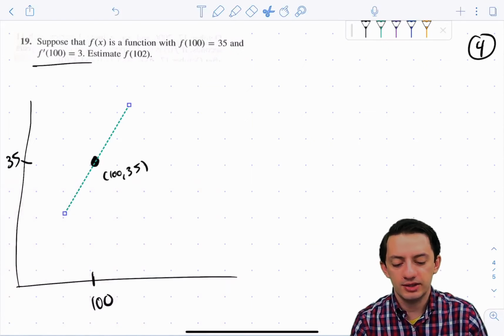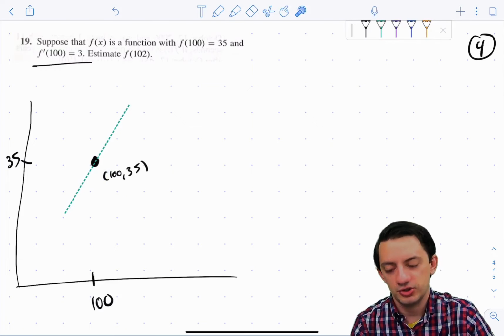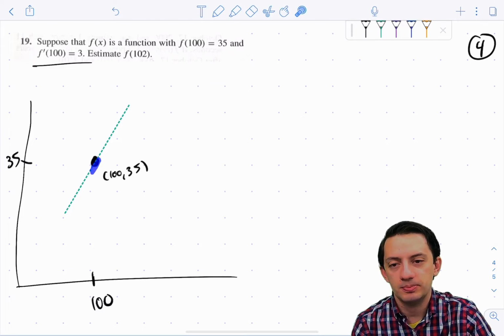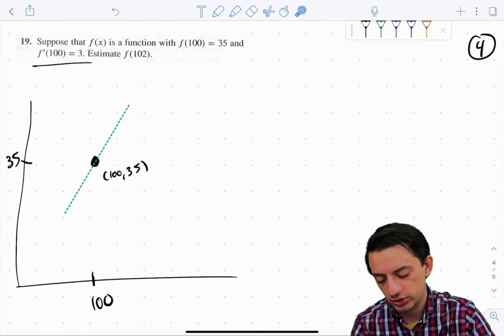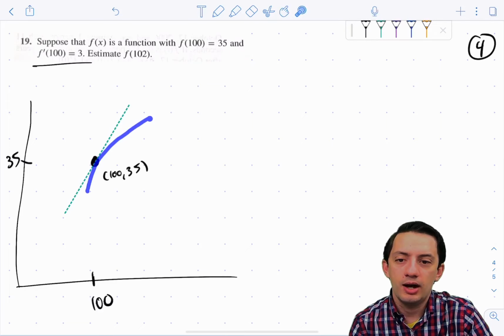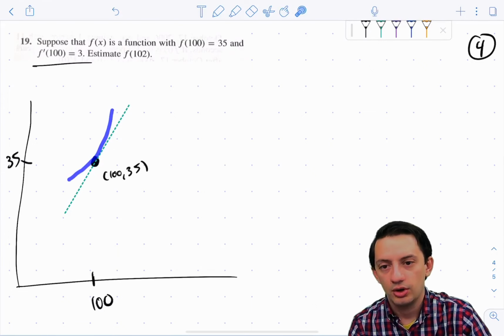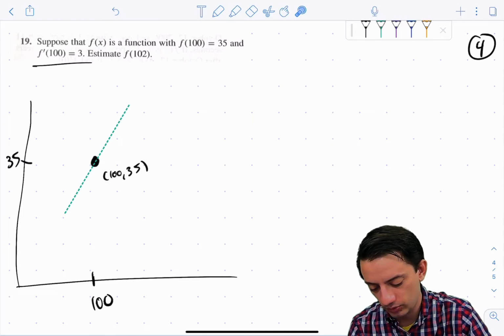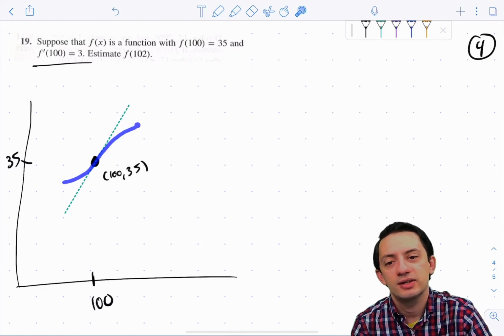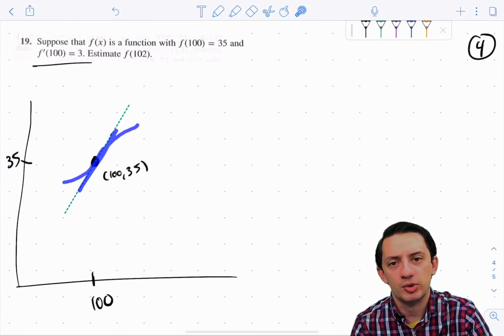So that's not saying that this is what the actual function does. It might not be a line, but I know that whatever my function does, as it passes through this point, it's kind of like parallel to this. So for example, my function could do something like this. Or my function could do something like this. Or my function could do something even weirder, like maybe this. I don't know what it does, but I know that once it passes through this point, it's kind of pointing upward at a slope of 3.